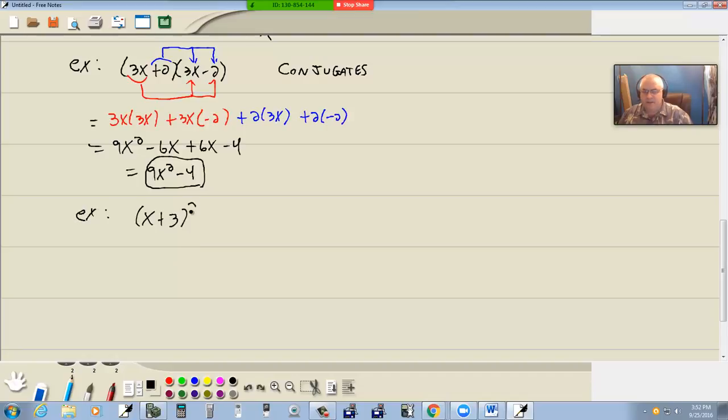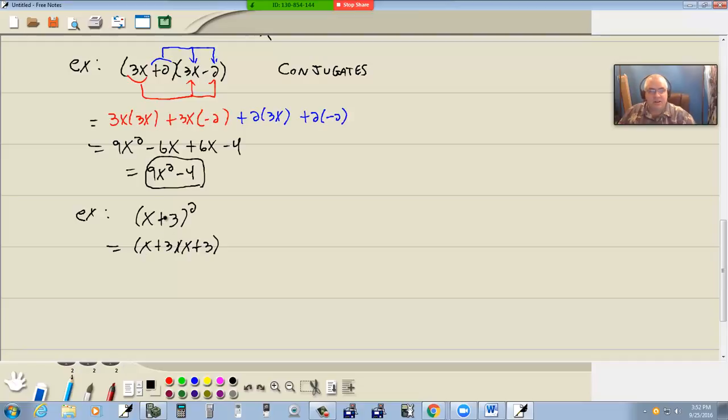(x + 3) squared. What we have to do here is rewrite this as x plus 3 times x plus 3. We cannot just square the x and square the 3. That goes back to what should be called the distributive property of exponents. If everything inside is multiplication or division and you're raising parentheses to a power, that's when you can take everything to a power. We don't have that here.